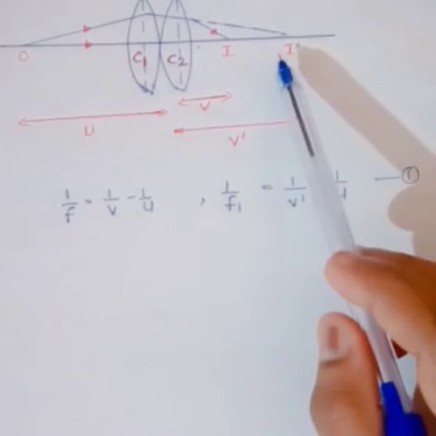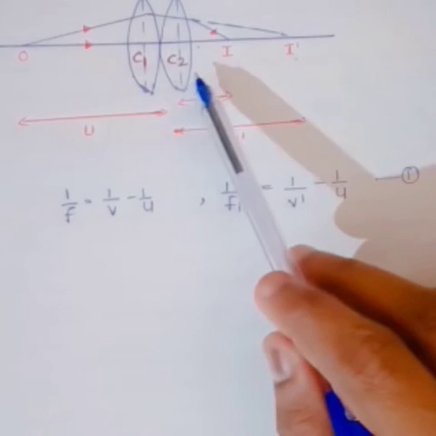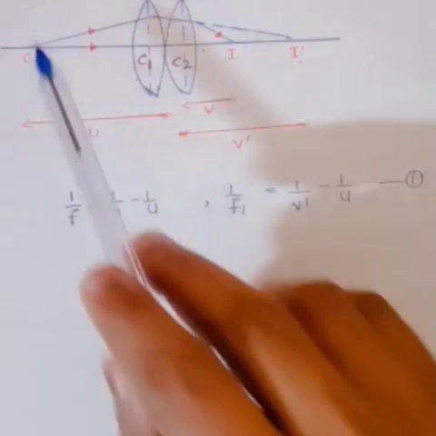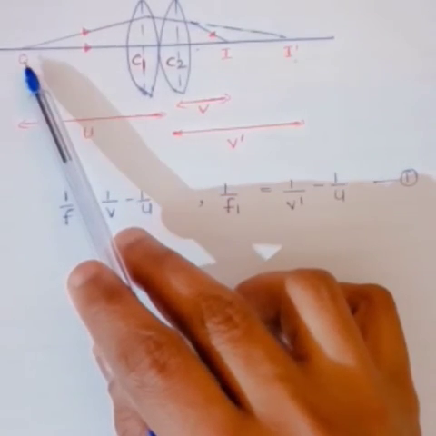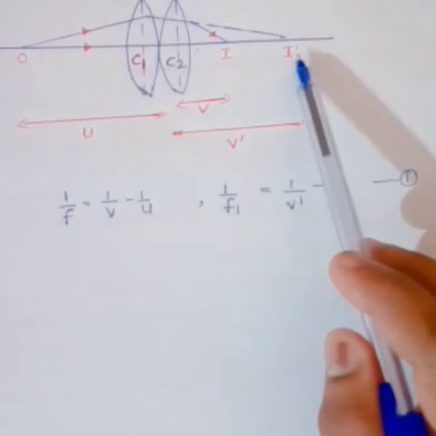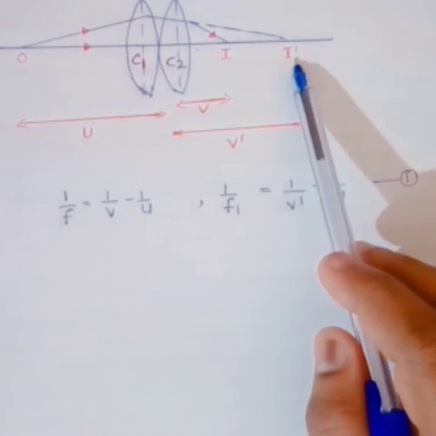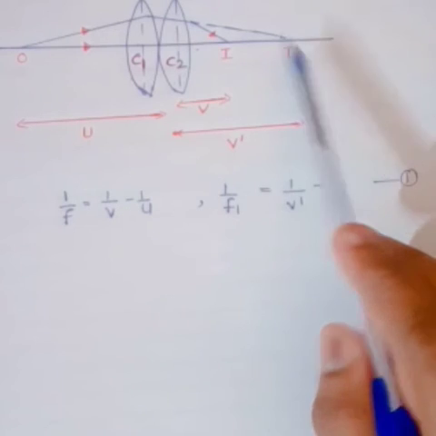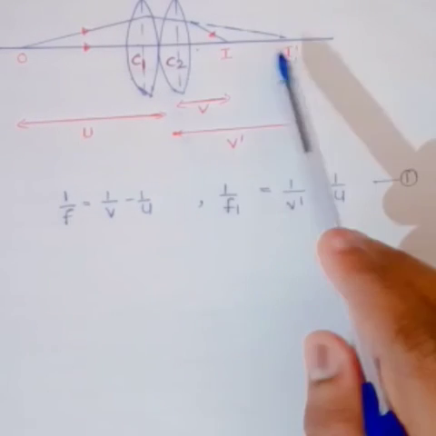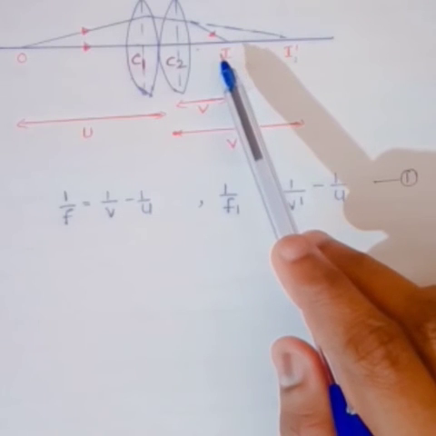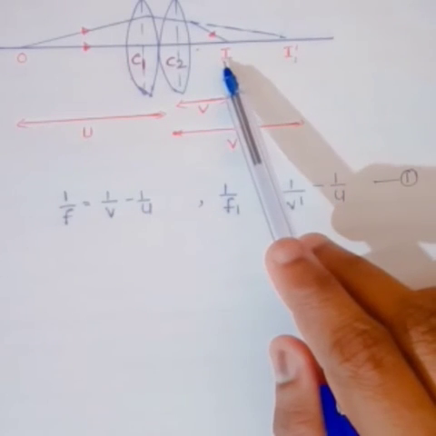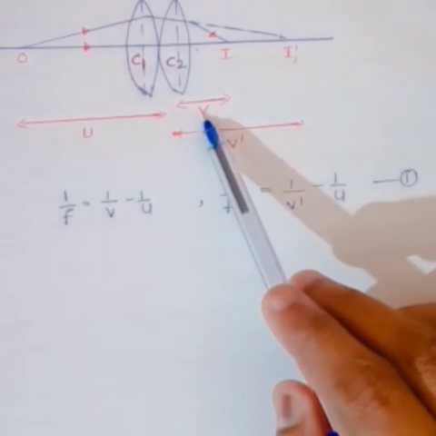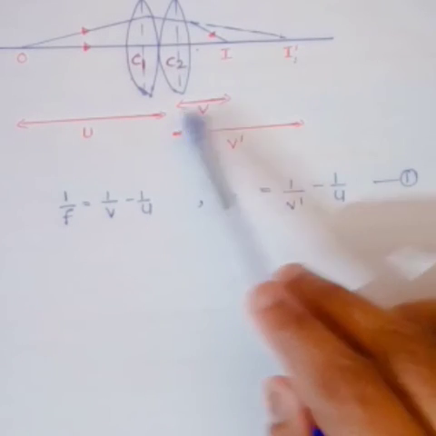Then this image I dash will act as a virtual object for the second lens L2. I again repeat: O is the object, the first lens L1 forms a real image I dash, and this image I dash will act as a virtual object for the lens L2. A real image of I dash is formed at I, at a distance C2 I equal to V.